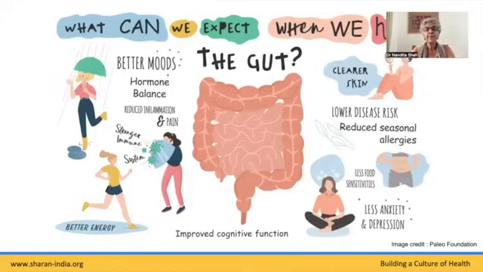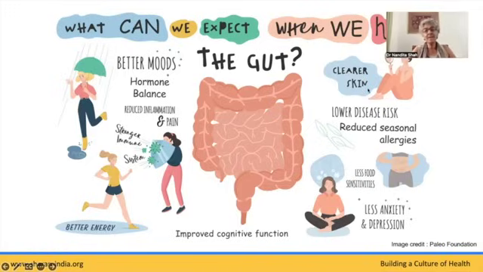So what can we expect when we heal the gut? So many things. So number one, better moods and hormonal balance. Imagine if you cut out all those hormones by cutting out all the animal products. So you're not taking in hormones from outside, then you are already improving your hormonal balance, reduced inflammation and pain, a stronger immune system. Remember, the gut is part of the immune system. And naturally, if you're eating high quality foods and absorbing them, better energy, improved cognitive function, our brain works better.